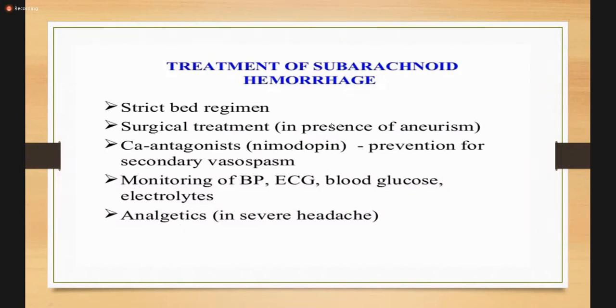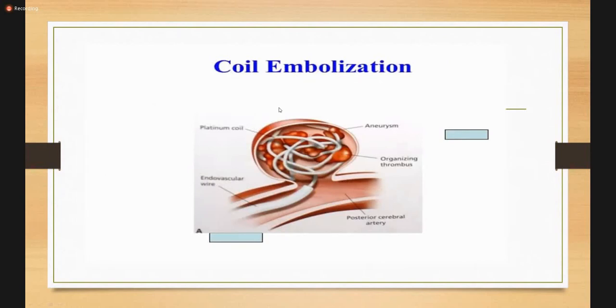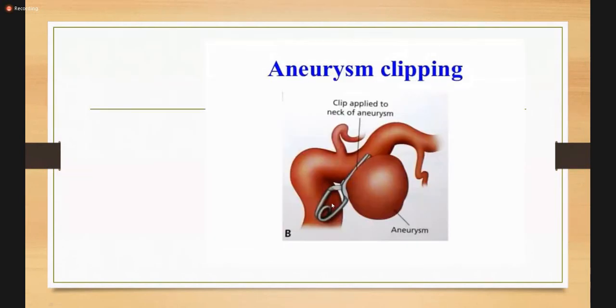This is coiling embolization, where coiling of the aneurysm is performed. A platinum coil is inserted through a guide wire, and then we secure the aneurysm. This is the open method of clipping.